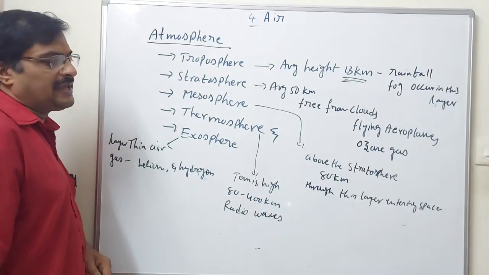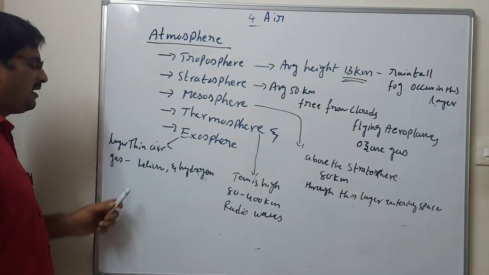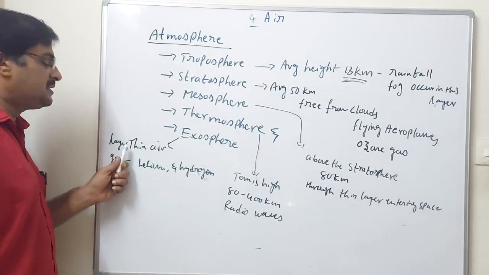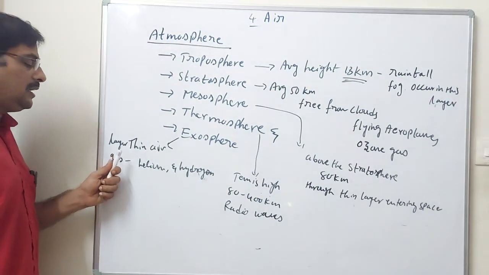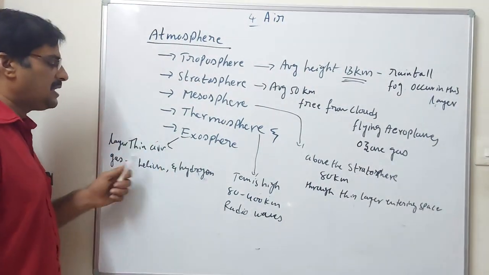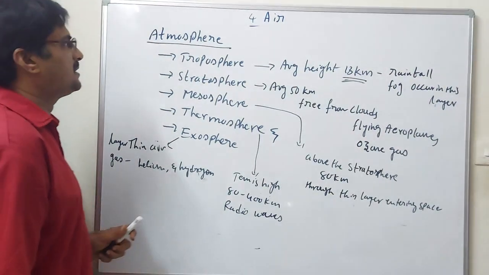The last one is the exosphere. This is a thin layer, meaning the air is thin. The gases are helium and hydrogen. Very small quantities of gases are there in this part of the atmosphere.